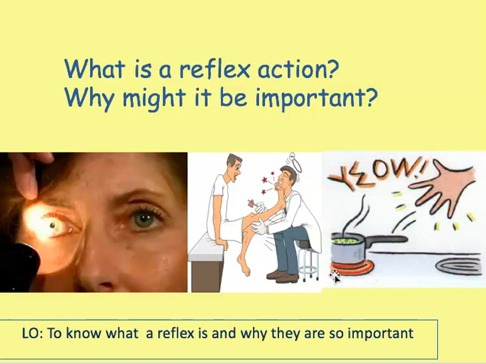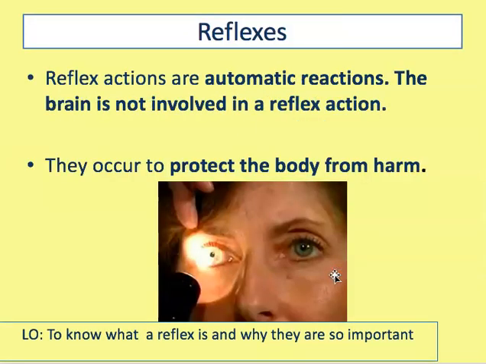A reflex is something that is automatic. That means you do not think about it. It does not involve your brain. You do not get a choice in the matter. It happens automatically. It's important because reflexes keep us safe, so they protect the body from harm. If you could jot these sentences down, please. Reflex actions are automatic reactions. The brain is not involved in a reflex action. They occur to protect the body from harm.